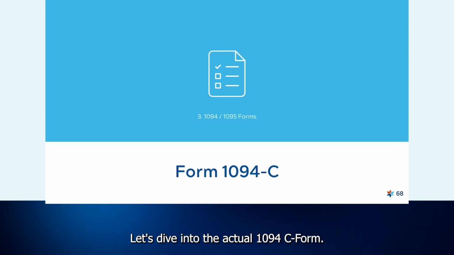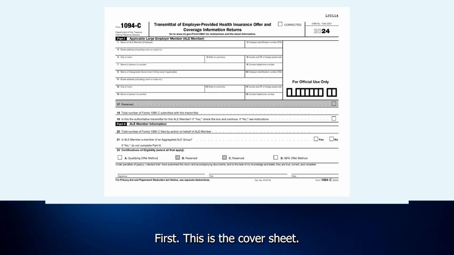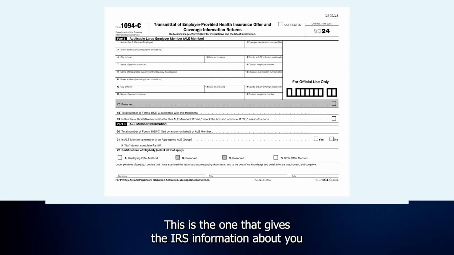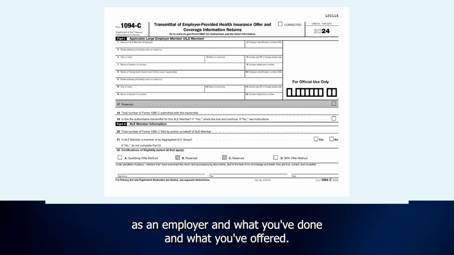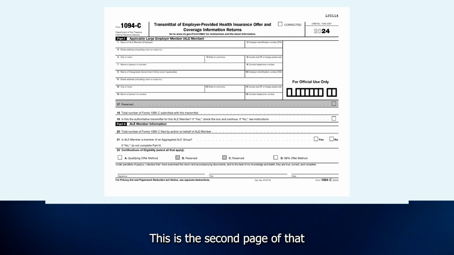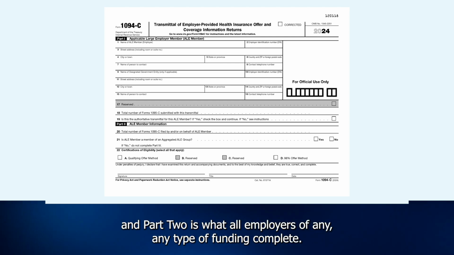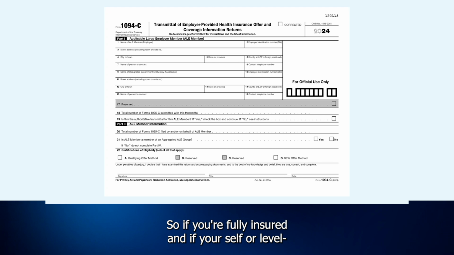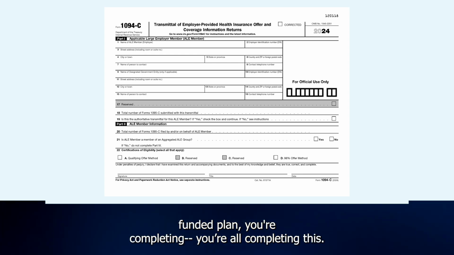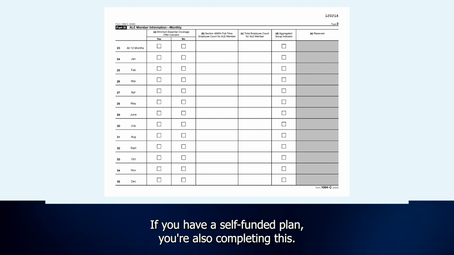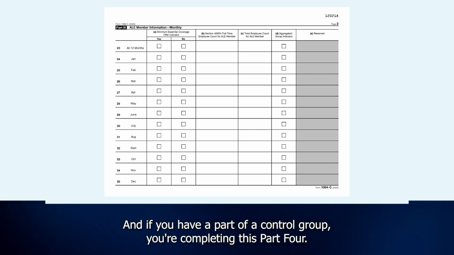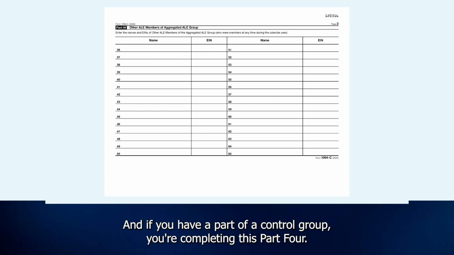Let's dive into the actual 1094-C form first. This is the cover sheet. This is the one that gives the IRS information about you as an employer and what you've offered. This is the second page of that, part 3 that we had talked about. Parts 1 and 2 are what all employers of any type of funding complete. So if you're fully insured, or you have self-funded or level-funded plans, you're all completing this. If you have a self-funded plan, you're also completing this. And if you're part of a control group, you're completing part 4.